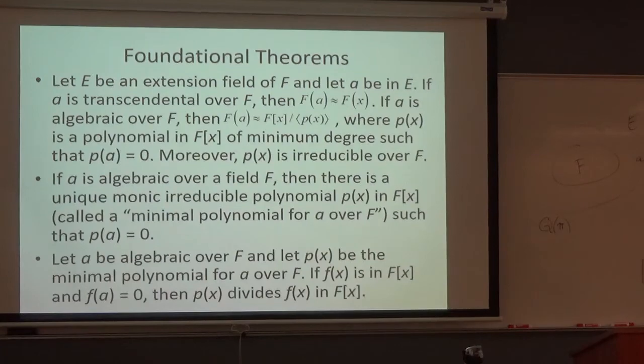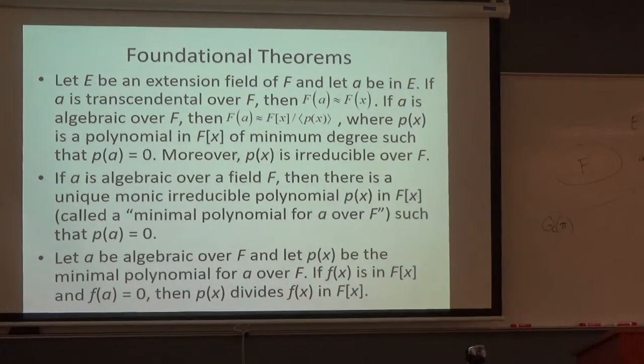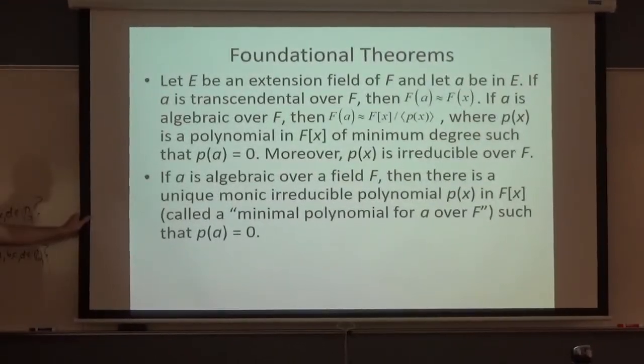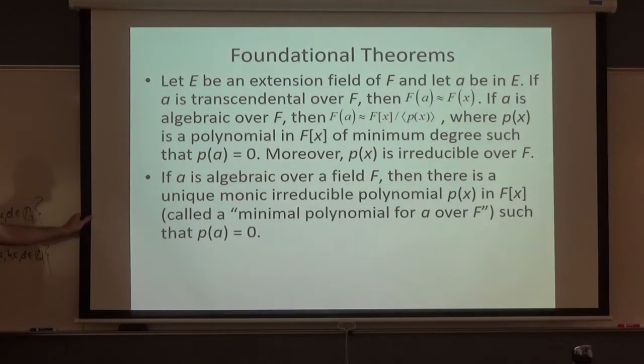P of X is called a minimal polynomial if it's also monic. There is a unique monic such irreducible P of X.